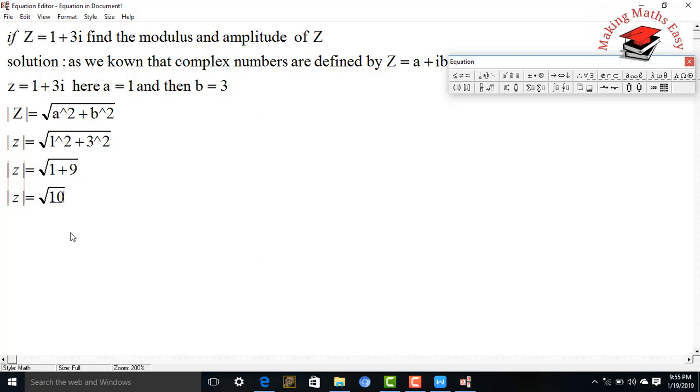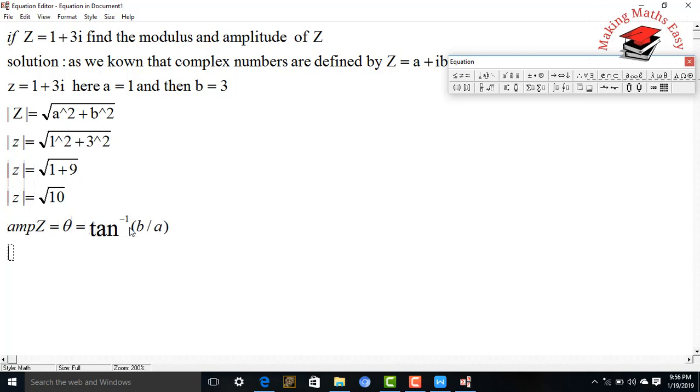Now we will find the amplitude. For finding the amplitude, the formula is: the amplitude is the angle of z, which is equal to theta. We can also write amplitude of z, which is equal to theta, which is equal to tan inverse of b upon a, b divided by a.